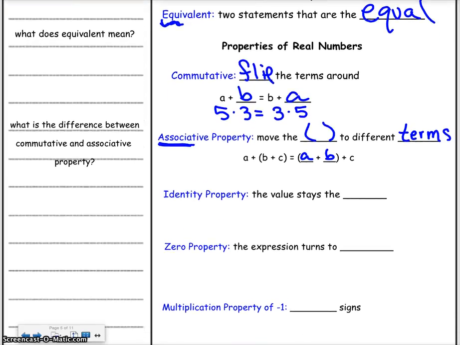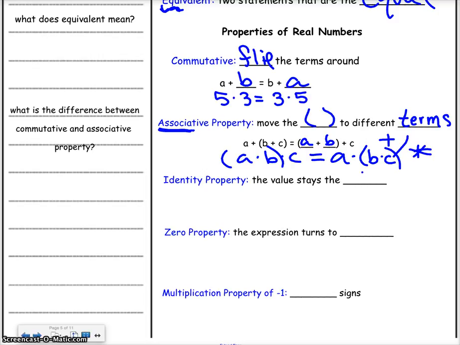Okay, and that also works for addition and multiplication. So you can go A times B times C. Like, let's say A and B are still hanging out, and C's like, what the heck? Don't forget about me. You can turn that into A times B times C.